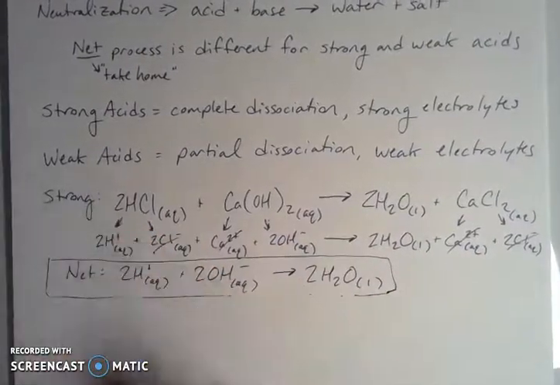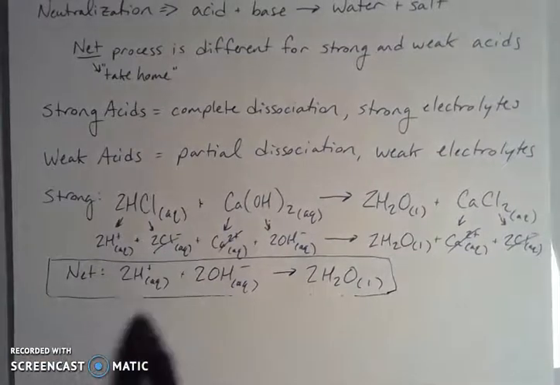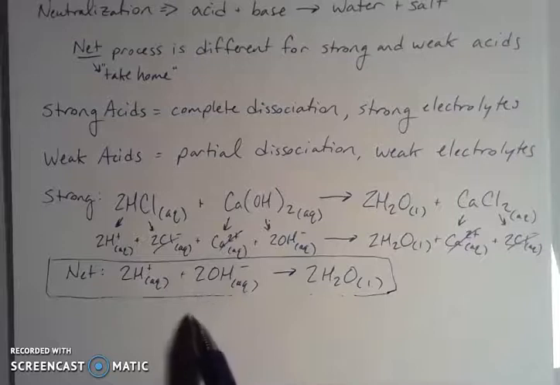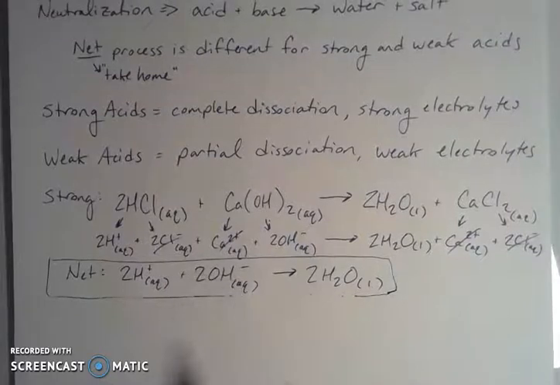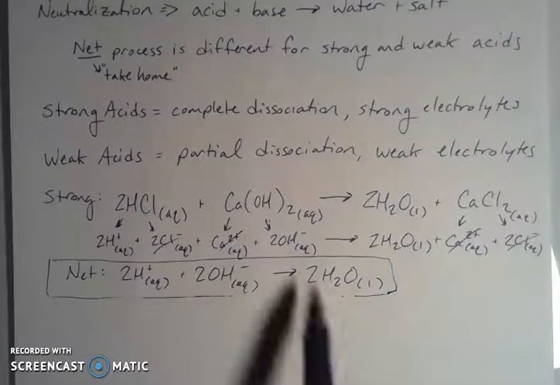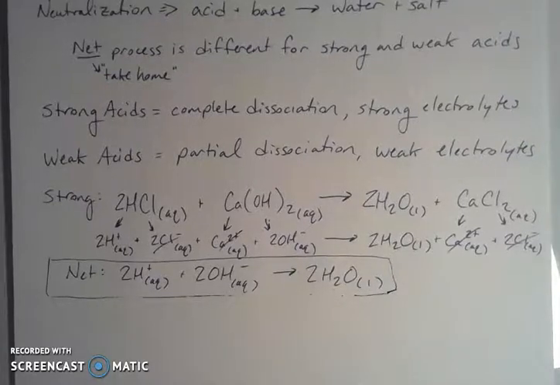I went from something that has a low pH with a large concentration of hydrogen ions to something that has a high pH with a large concentration of hydroxide ions to something that's there in the middle around 7 with my water. So that's a strong acid.